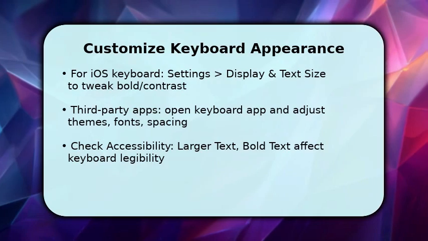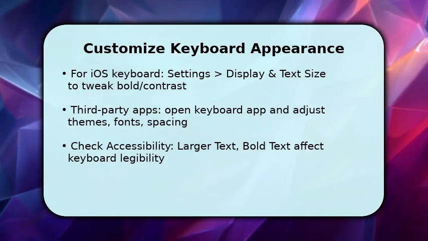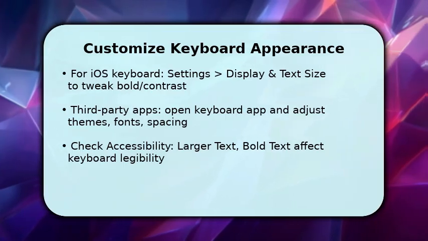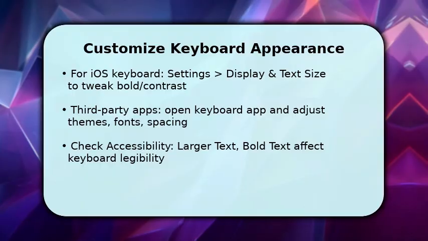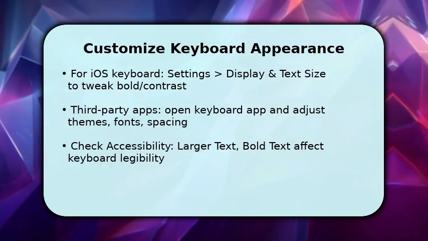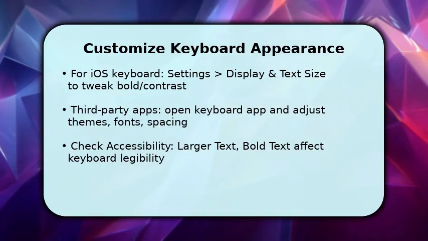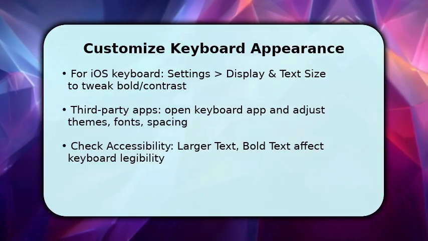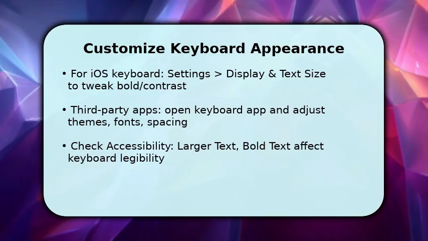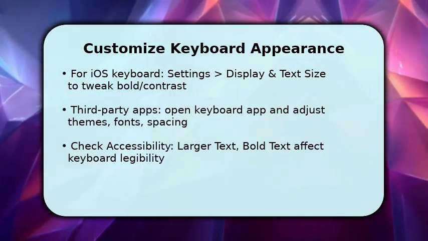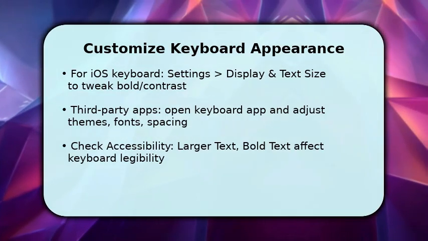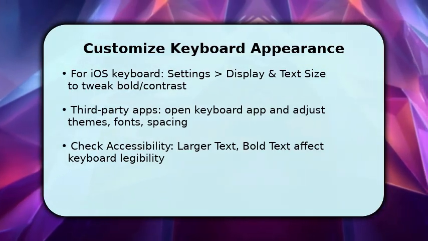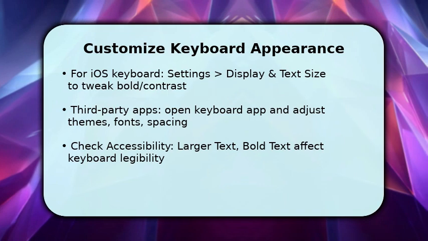Now focus on appearance and style controls inside Display and Text Size and any third-party keyboard app. You do this because the system keyboard inherits contrast, bold, and text sizing from accessibility, while third-party keyboards expose themes, fonts, and spacing settings directly. Open the keyboard app to pick a font or theme, then return to settings to confirm larger text or bold text are set as you prefer. Once done, test in Notes to see actual word styling and spacing in real typing.